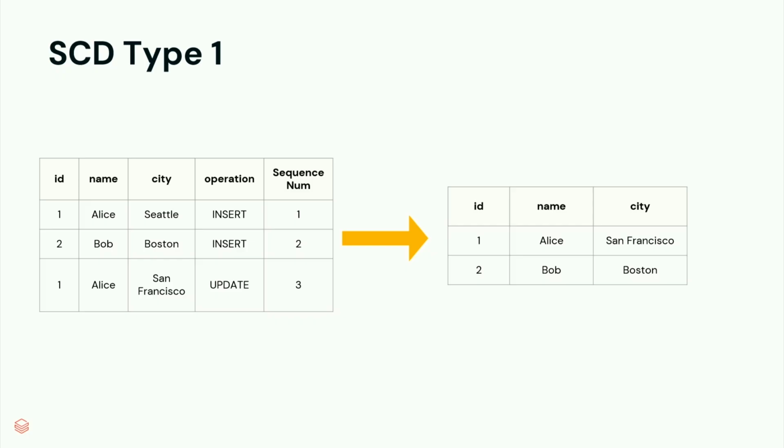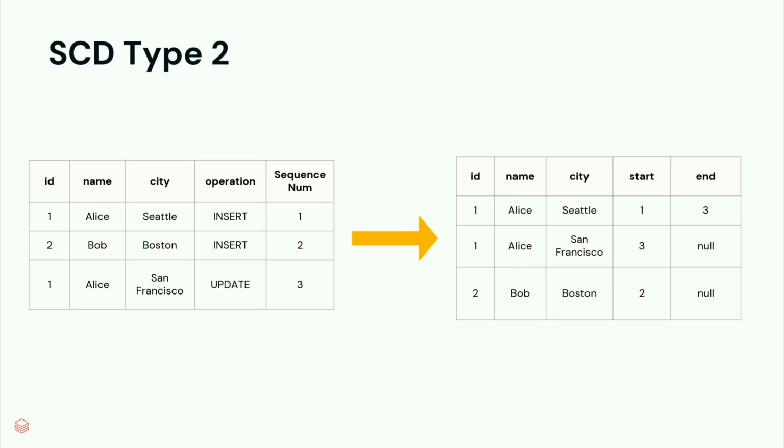So that's type 1. Type 2 is a bit more involved. In certain cases, for a downstream application, not only do you want to know the latest status of the upstream table, but you want to capture all the changes along the way. So type 2 will be represented in such a way that you can see that from sequence 1 to 3, Alice was in Seattle, but at sequence 3 and onward, Alice changes to San Francisco. So it captures that entire change history for your downstream use cases.